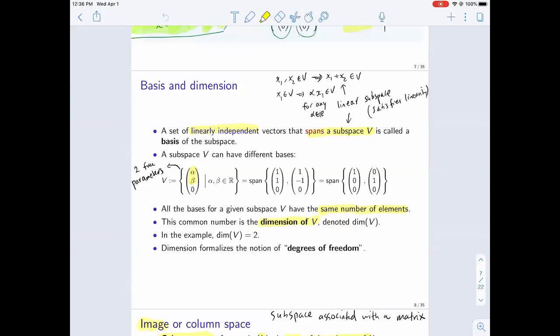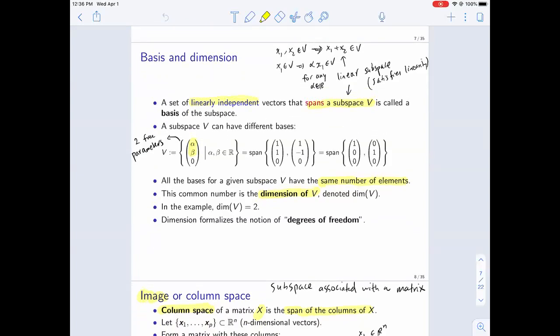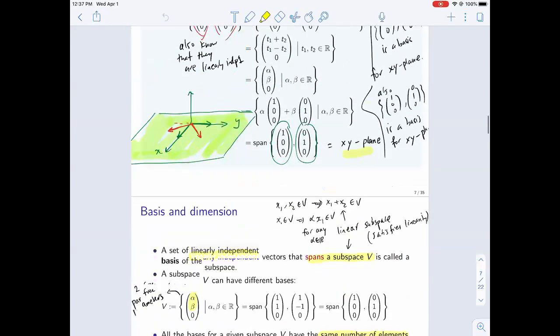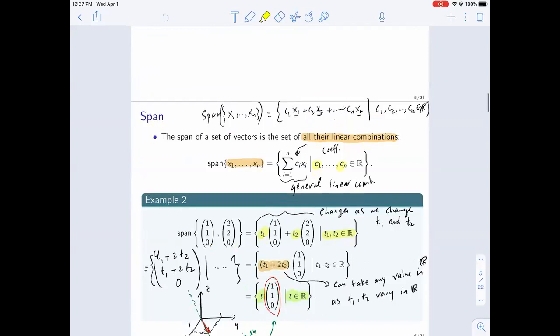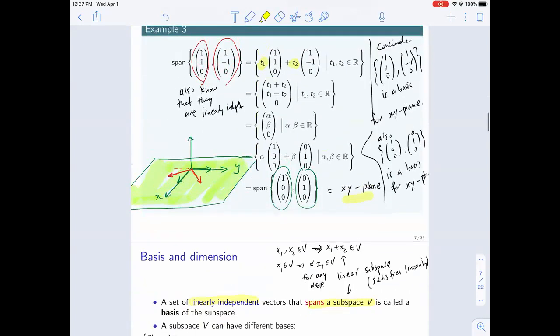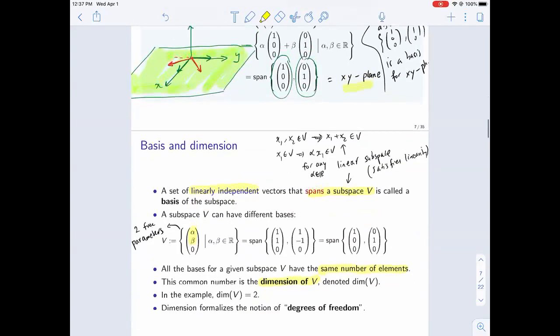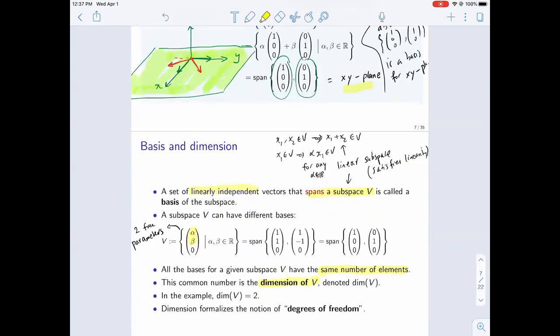Yes, okay, good. So we talked about basis, and a basis is a set of linearly independent vectors that span a subspace V. A span, if you recall, was the set of all linear combinations. So the span of a set of vectors x1 up to xn is the set of all linear combinations of them.